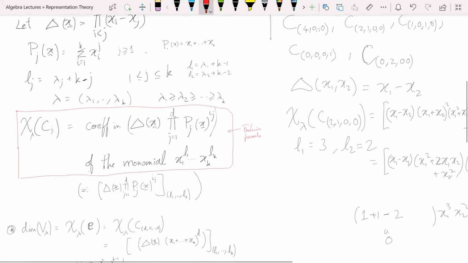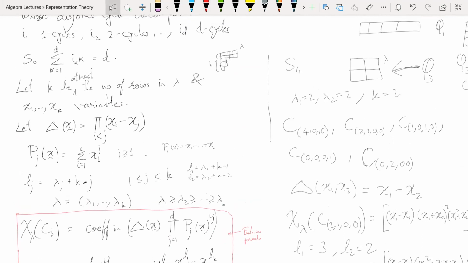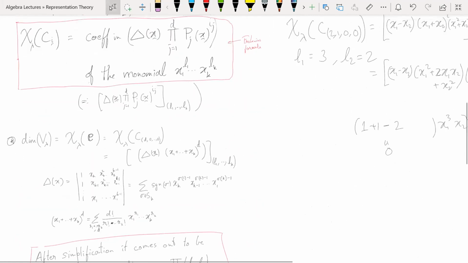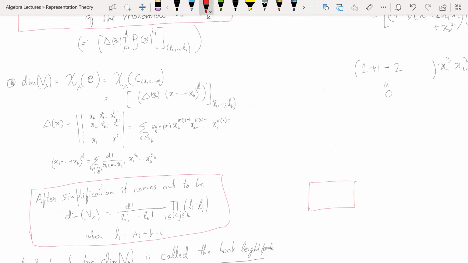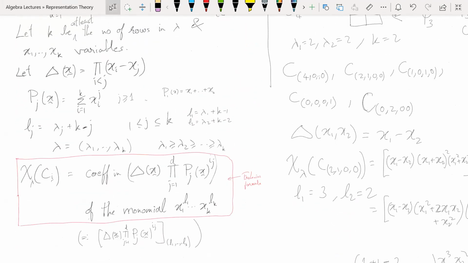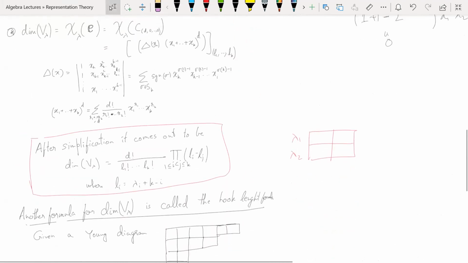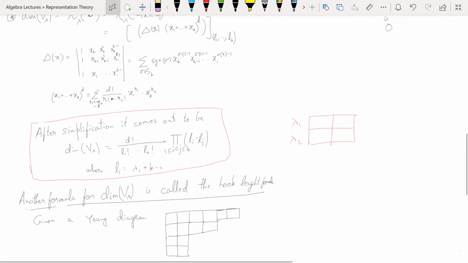So maybe let's try to compute it for this example which we were working out. This is lambda 1, this is lambda 2. In particular, we would have computed C4000. Lambda 1 and lambda 2 both are 2. So this is 4 factorial. So the dimension of V lambda is 4 factorial.